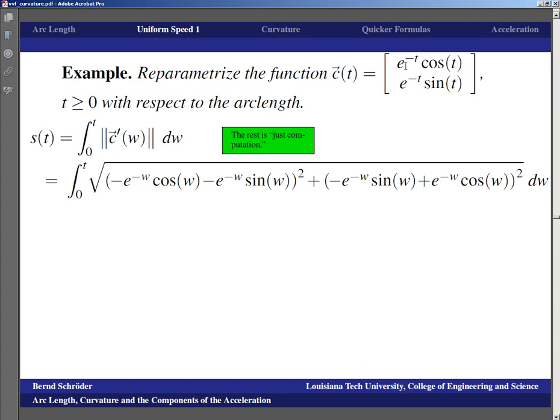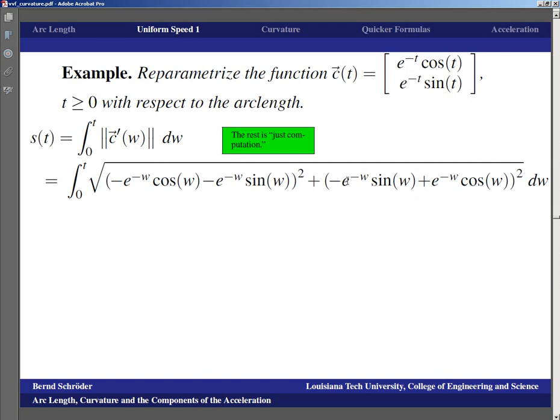All right, well, the derivative of e to the negative t cosine t is negative e to the negative w cosine w, because I'm going to use w as my integration variable. And then we have plus e to the negative w times negative sine of w, which is negative e to the negative w sine of w here. So that's the product rule.